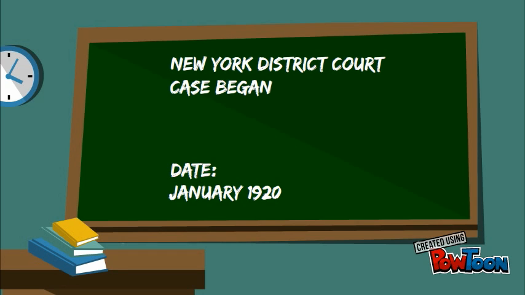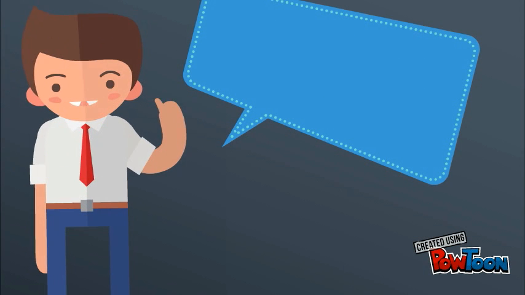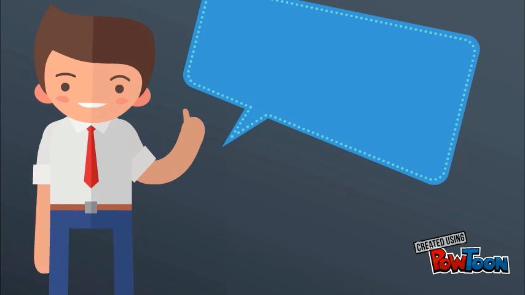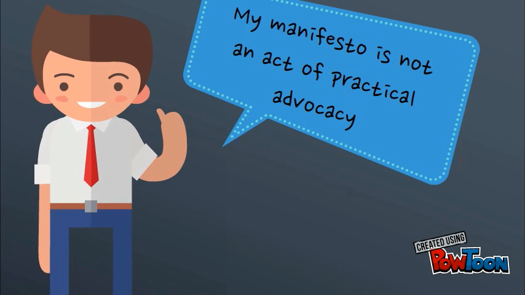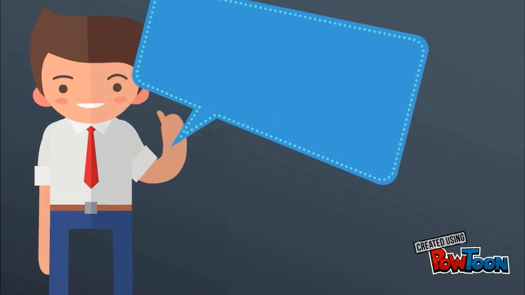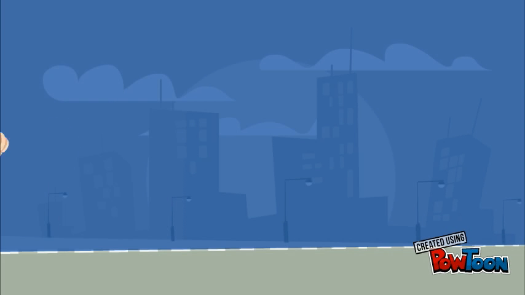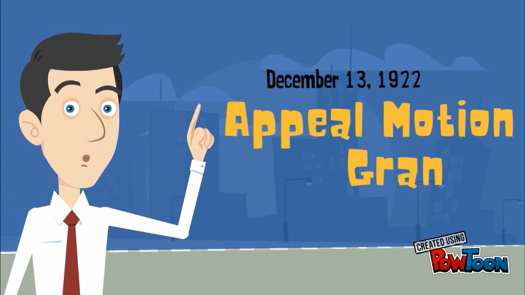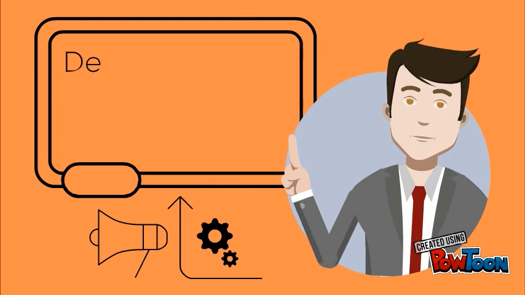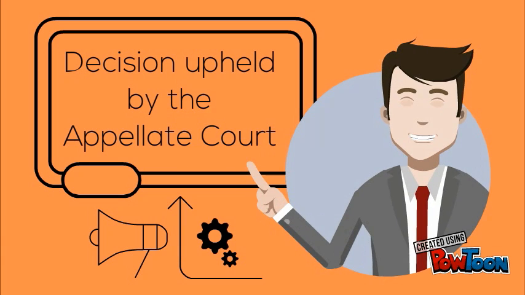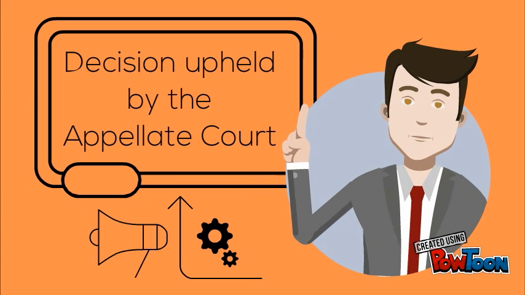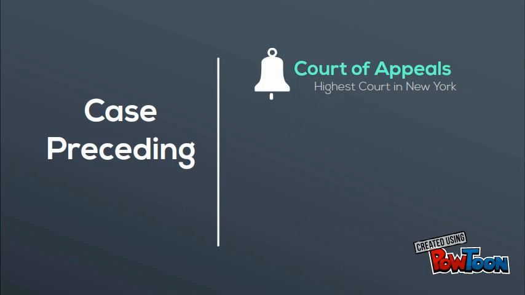The case first appeared in the New York District Court in January 1920. Gitlow argued that the Left-Wing Manifesto was an expression of historical analysis rather than an act of practical advocacy. This argument was not found to be valid, and Gitlow was convicted on February 11, 1920. Gitlow was granted an appeal motion on December 13, 1922. The decision was held by the Appellate Division of the Supreme Court, which, unlike many states, is a trial court in New York. The decision was later upheld by the Court of Appeals, the highest court in the state of New York.